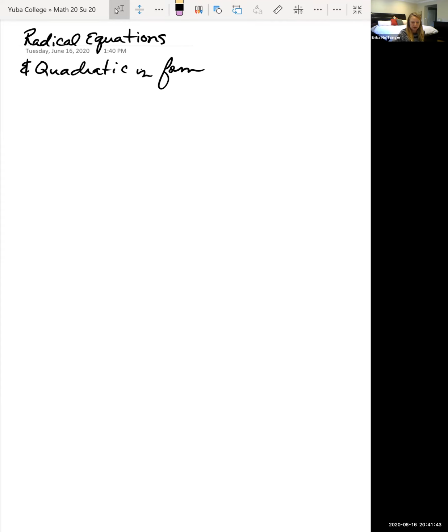Okay, so there's no questions on that last material, and now we're jumping into 1.4, which is solving equations that have radicals in them, and then also solving equations that could be manipulated to be a quadratic equation. So they're called quadratic in form. So equations that have radicals, it depends on, is there more than one radical or not?